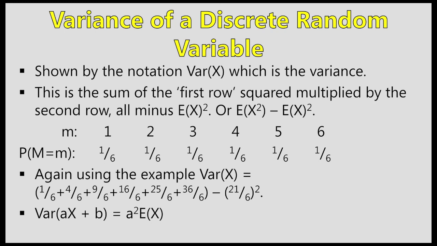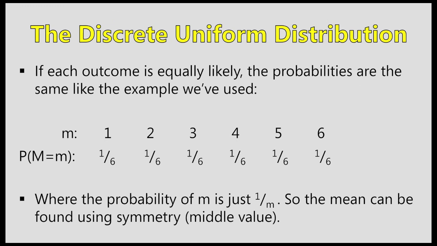Discrete uniform distribution. If each outcome is equally likely, the probabilities are the same, like the example that we used the whole way through. If you're very observant, very good. Well done. Have a gold star. The probability of m is just 1 over m. So the mean can be found using symmetry. It'll be the middle value, as you know from your school work.